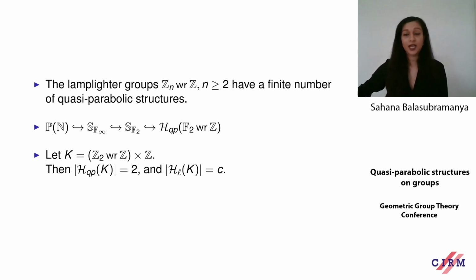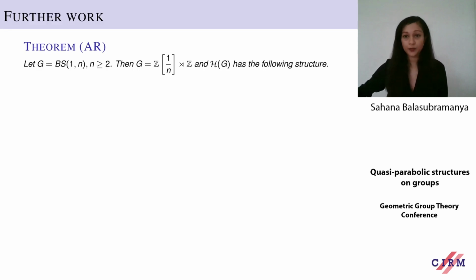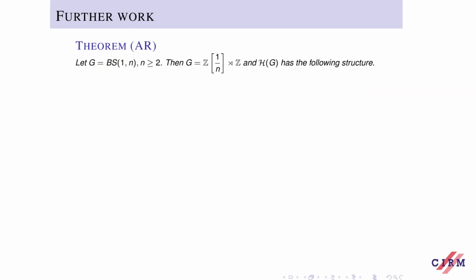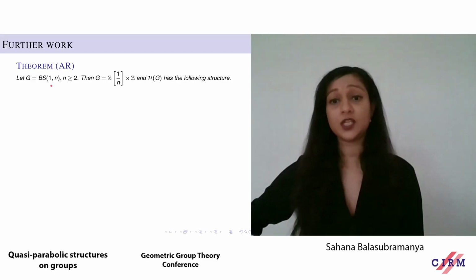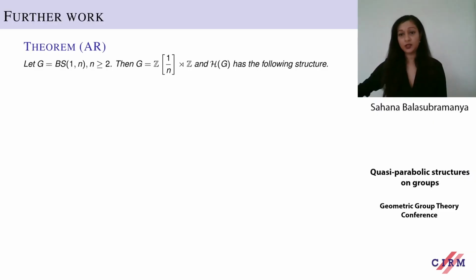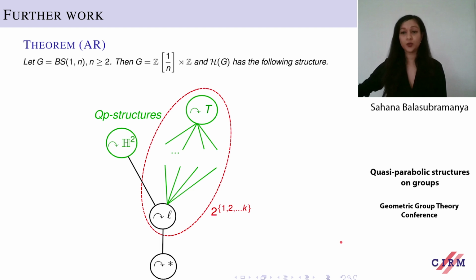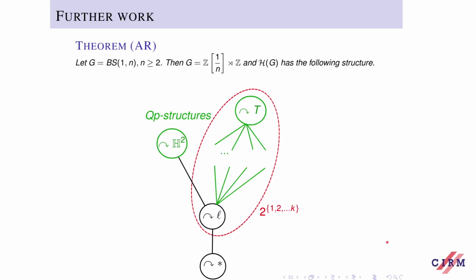So after I did this work corresponding to Rieth products, Carolyn and Alex took this machinery of confining subsets and applied it to other groups. And the work of theirs that I want to mention here is the result that they have firstly for Baumslag-Solitar groups BS(1,n). These groups also have a semi-direct product structure, which looks like Z adjoin 1 over n semi-direct product with Z. And they were able to show that the hyperbolic structures of this group have this partially ordered set structure. So what's happening here?